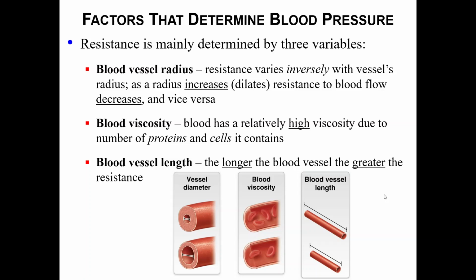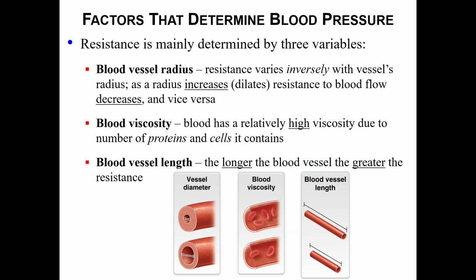We have three different ways that we can modify peripheral resistance. We've got the blood vessel radius, blood viscosity, and blood vessel length. Your blood vessel radius. We have discussed previously that we can vasodilate and vasoconstrict the blood vessels themselves. So we can either increase the radius or decrease the radius of the vessels.